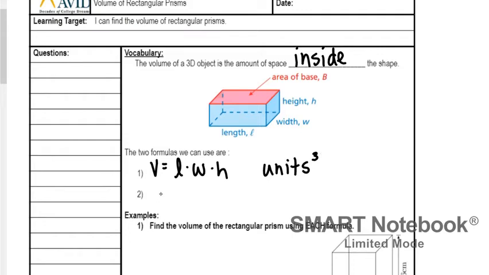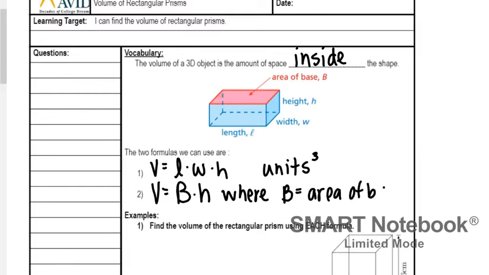Okay. Our second formula is basically the same thing. It just kind of combines the length times the width. So we have volume equals capital B times H. Okay. Where capital B means the area of the base. Okay, which we find the area of the base by doing the length times the width. Okay, which is why they are the exact same thing, because we just replaced length times width with that capital B. Okay, and we'll see some examples.